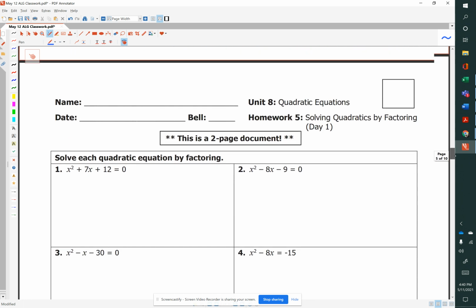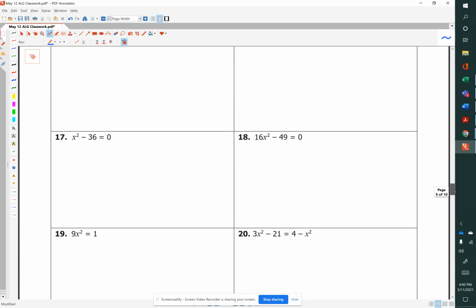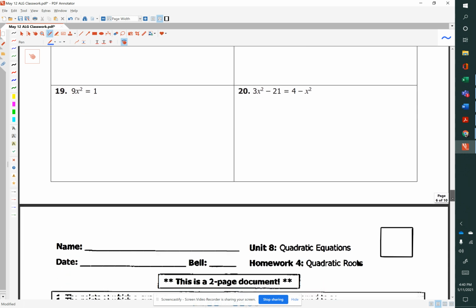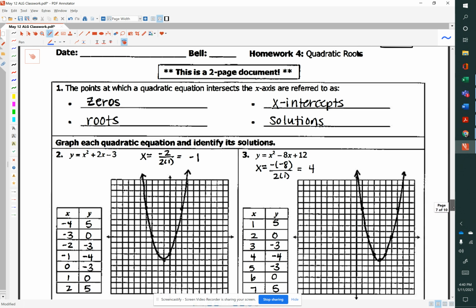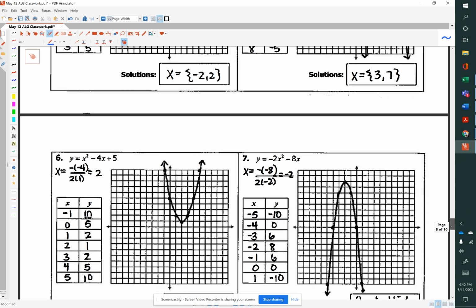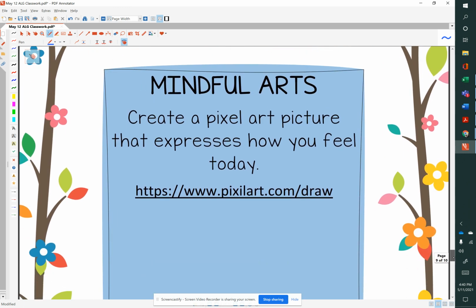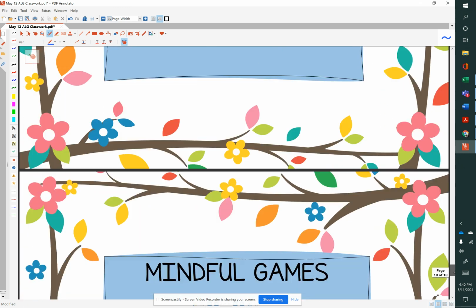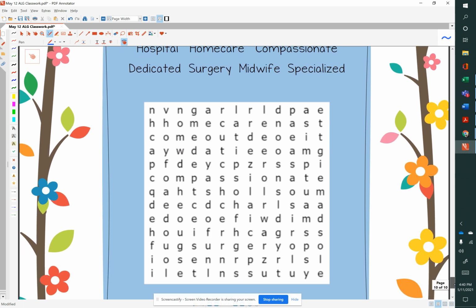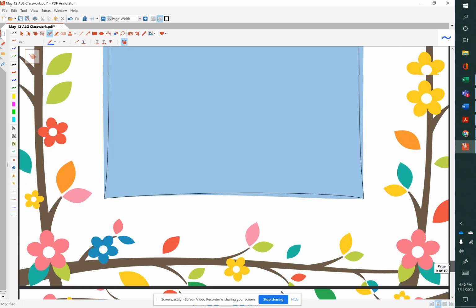Please do your homework tonight. You have 20 problems, and they're very similar to the ones we just did. And if you want to check last night's homework, there are the solutions for last night's homework. And if you're looking for a little fun activity to take a break today, we have pixel art, and in honor of our school nurses today, we have a word search.